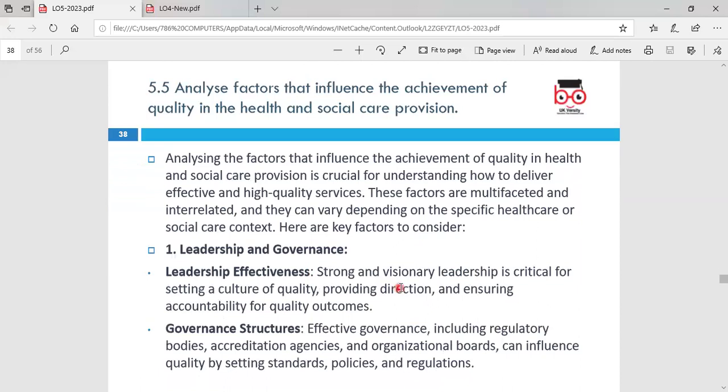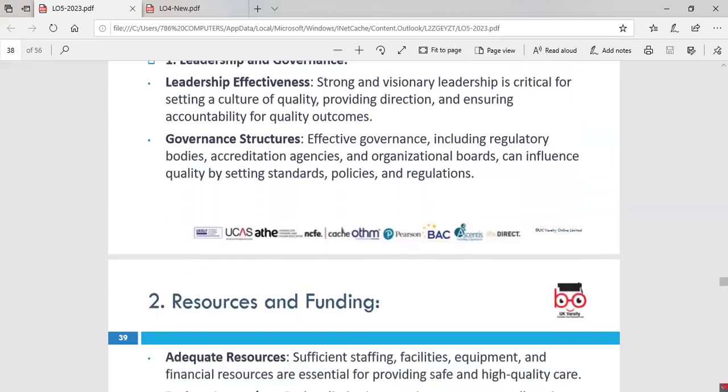So here we'll analyze the factors which influence the achievement of quality in health and social care. So there's leadership and governance. Effective leadership will always be strong. It's going to be visionary, and it's going to bring about effective changes in your organization. Effective governance is also very important. This can influence your quality by setting standards, policies, and regulations.